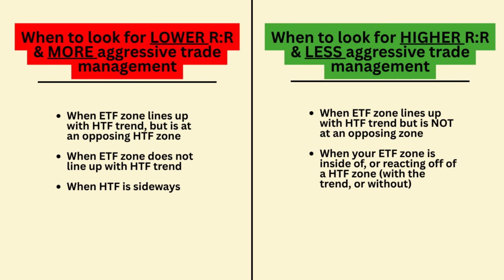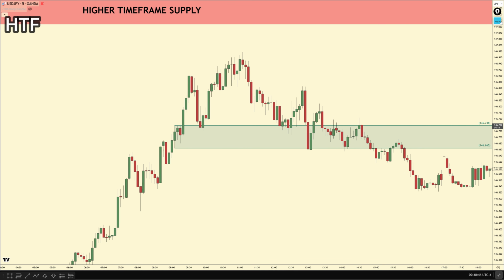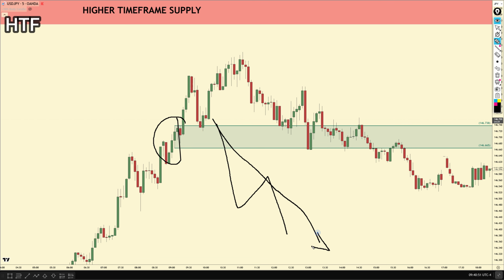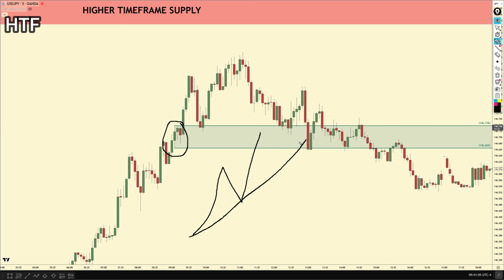All right, now one of the other times when you want to be more aggressive with your trade management and expect a lower risk reward is when you are trading with the trend, but we are at a higher time frame opposing zone. So this is the exact same example, but for the last example, this was a demand zone that we were buying when the higher time frame trend was down. Now, let's say this is the same demand zone, but let's say our higher time frame is trending up. So what that means is this 1 hour demand zone lines up with our higher time frame upward trend.